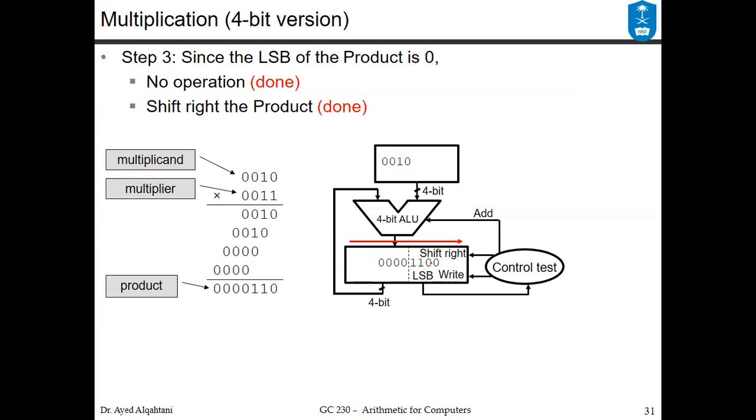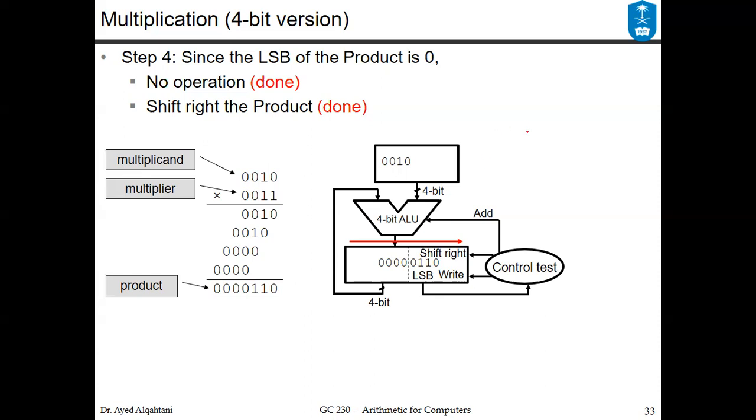Again, in step 4, it's 0 in the least significant bit of the product. So there is no operation and we just do the shift. And this is exactly what happened in the last step. And you notice that the end result is the same as the expected result. It's going to be 6.